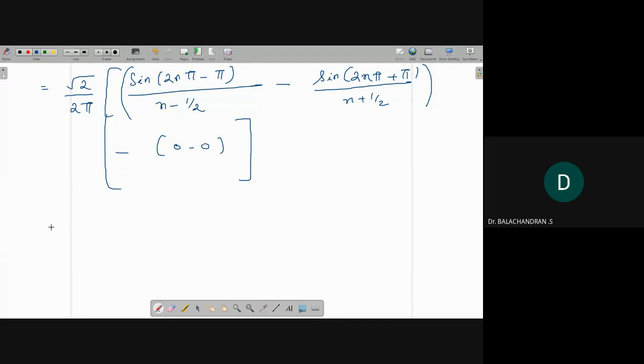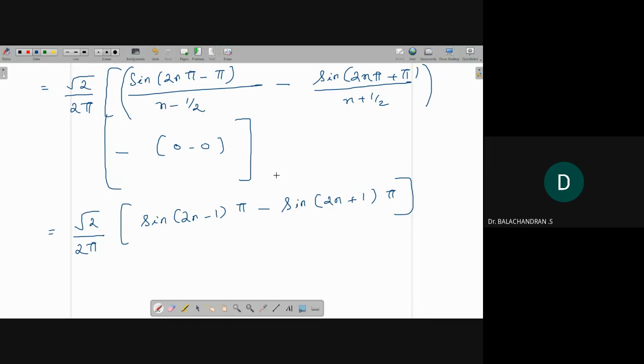So again, this is root 2 divided by 2 pi. So I'll write this: sine of 2n minus 1 into pi, minus sine of 2n plus 1 into pi. So this is sine odd pi, which is 0, and this is also sine odd pi. Otherwise you can write the sine of a minus b formula, sine a cos b minus cos a sine b. Here also sine of a plus b is sine a cos b plus cos a sine b. You can expand and get the same answer.